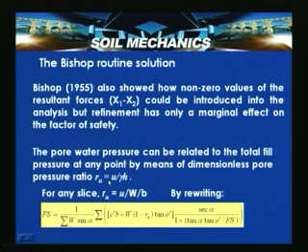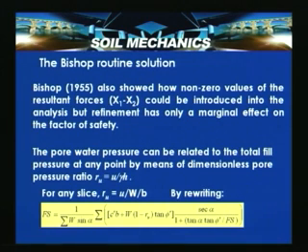So, which is also known as pore water pressure coefficient or pore pressure ratio. Here the pore water pressures can be related to the total fill pressure at any point by means of a dimensionless pore pressure ratio or pore water pressure coefficient, which is given by r_u = u / γh, where h is the fill height, γ is the unit weight of soil, and u is the pore water pressure at that particular point.